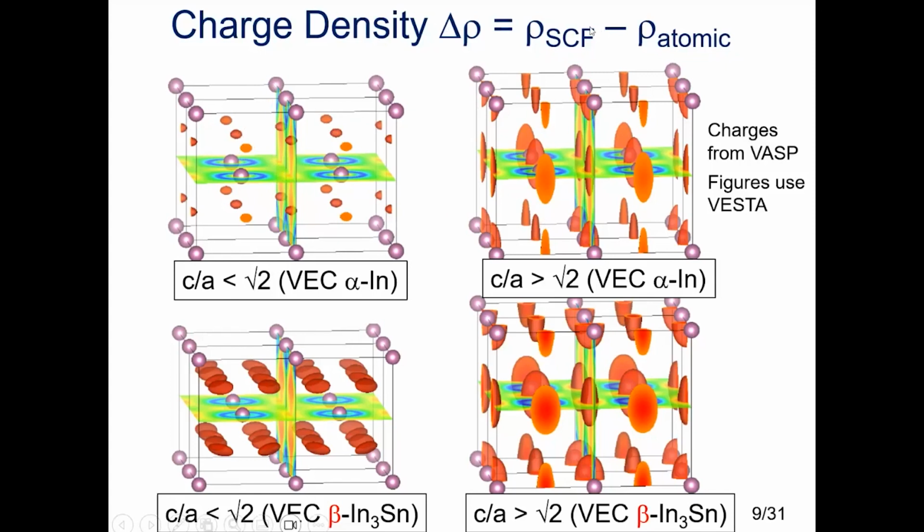Then what I've done is I've taken that function and looked at a slice in a horizontal plane, and a slice in the vertical plane. Let's look at the horizontal plane. You see this blue region surrounding the body-centered atom? That's a region of charge depletion. And that charge went somewhere.